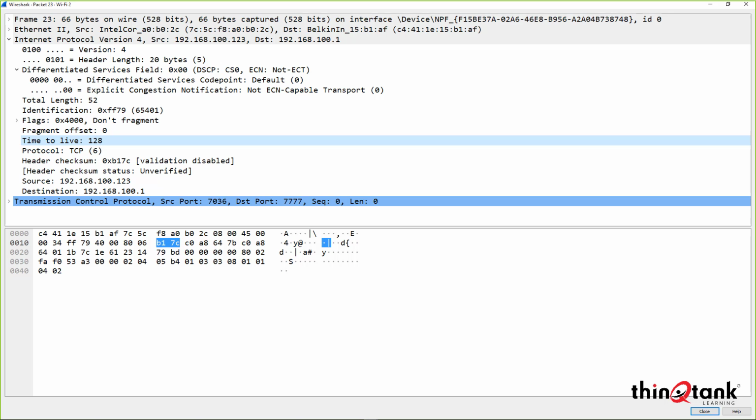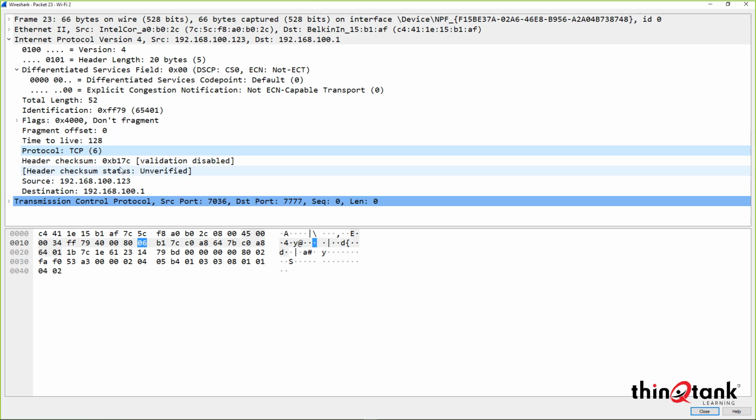The protocol field is also a very, very simple field. It is an 8-bit field. We can see that here, 06 in this case. The protocol field allows me to identify what protocol is next. In our example, the protocol field is 6, which is TCP.